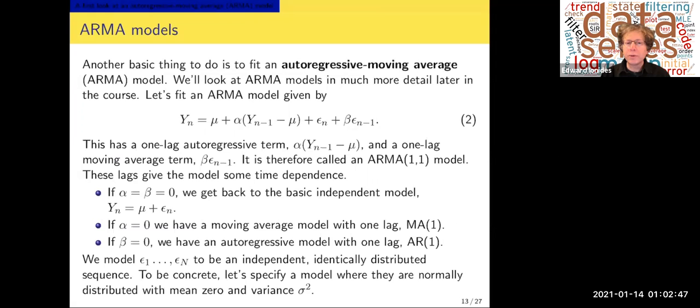If alpha equals beta equals 0, we get back the basic independent model, Y_n is mu plus epsilon_n. If alpha is 0, we have just a moving average model, MA1. If beta is 0, we have an autoregressive model with one lag, AR1. Now, to complete the specification of the model, we need to say what these error terms, epsilon_1 to epsilon_N, are. They're going to be independent, identically distributed. We could decide they were uncorrelated instead, but to be concrete, they're going to be IID normal distributed with mean 0 and variance sigma squared.